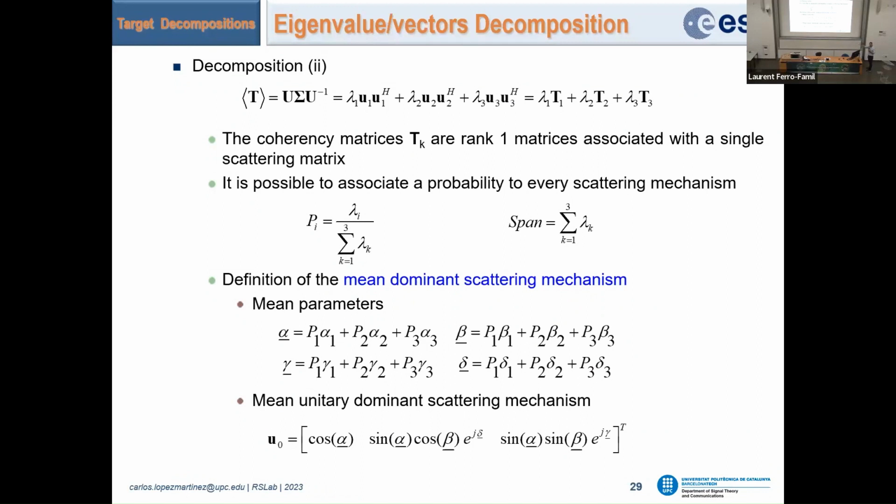In order to go forward with these decompositions, we will define the probabilities of each scattering mechanism, which is as given in here: Pi, which corresponds to lambda i divided by the addition of the 3 lambdas, which corresponds to the span, the total power. So we define the relative power of each mechanism to the total power, which defines the probability. Therefore, in order to characterize the average mechanism, we can weight alpha 1, alpha 2, alpha 3, or all the parameters that characterize the mechanisms, by the probability. So we obtain the mean scattering mechanism. We have alpha 1, alpha 2, alpha 3, which define the single scattering mechanisms, and we define the average mechanism with the mean alpha angle, which characterizes the mean physical behavior of the average target.